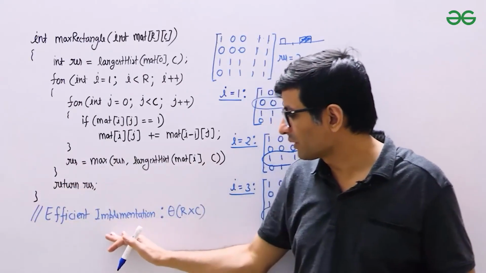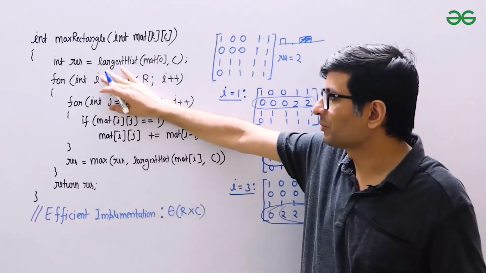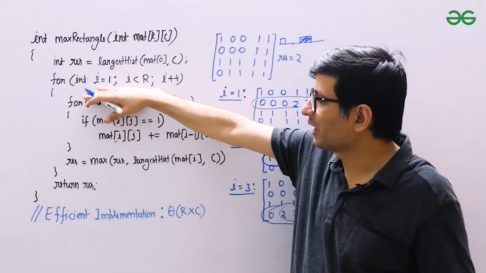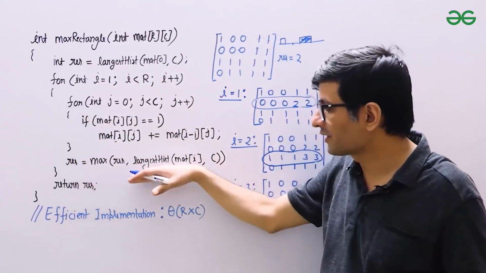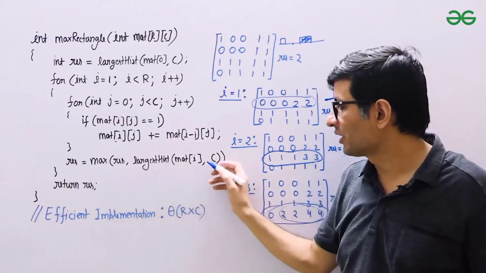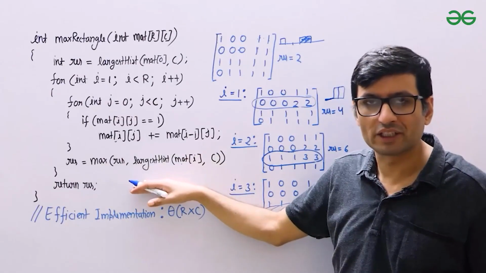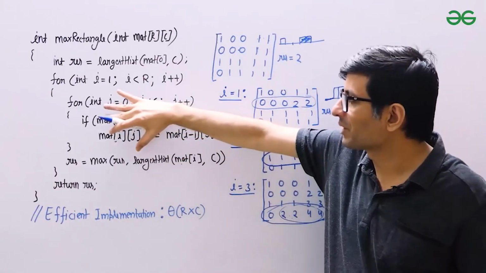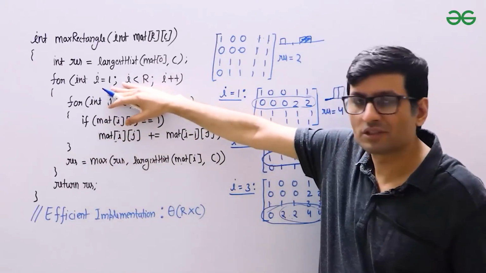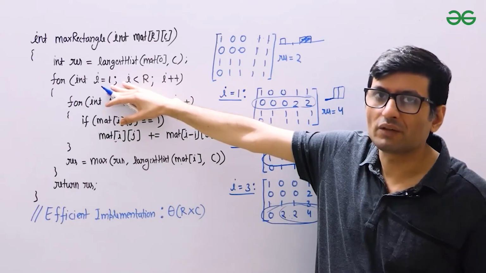Now how is the time complexity? Theta of r into c. We are running r and c loops, and inside these loops we are doing constant work. And then in the theta r loop we are calling the largest histogram function, which is a linear time function. So our array size is c, so it's going to take big O of c time. So we are doing theta c work, then we are doing big O of c work inside a loop which is theta r. So our overall work is theta of r into c.